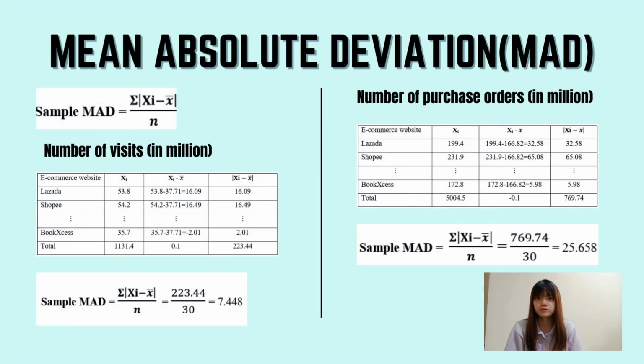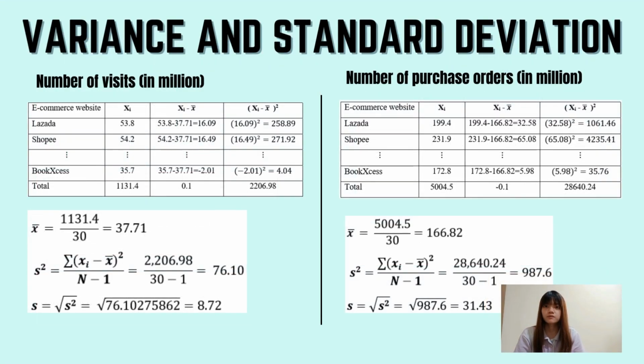Second, mean absolute deviation is the average of the absolute difference between each value and the mean, where the number of visits is 7.448 and the number of purchase orders is 25.658. Next, variance is the total of (x minus mean) squared divided by n minus 1, where the number of visits is 76.10 and the number of purchase orders is 987.6.